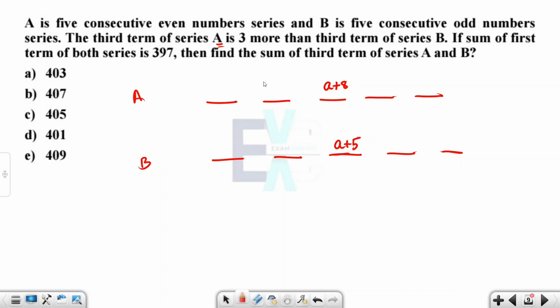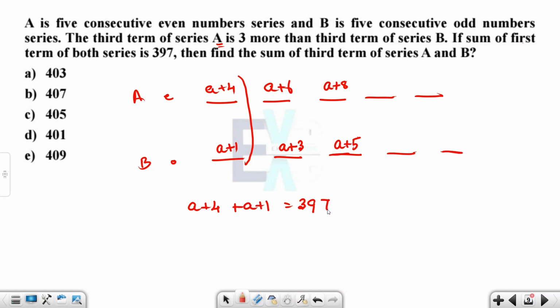So if this is a plus 8, here it will be a plus 6, and then a plus 4, and see this is even and this is odd. So here will be a plus 3 and here will be a plus 1. Okay, then the sum of the first terms of both series is 397. That is a plus 4 plus a plus 1 is equal to 397.